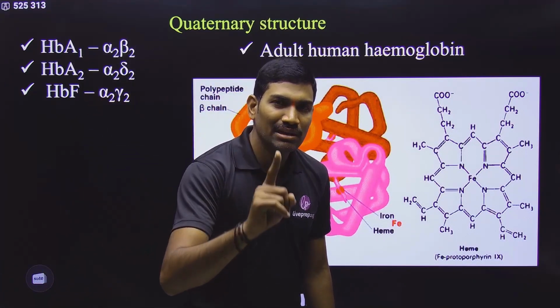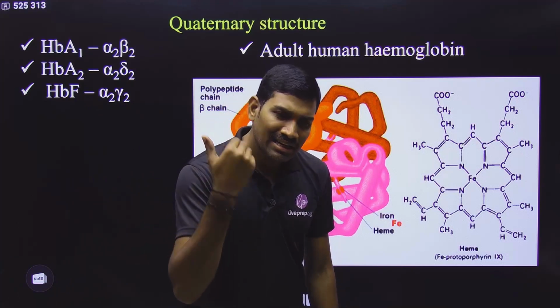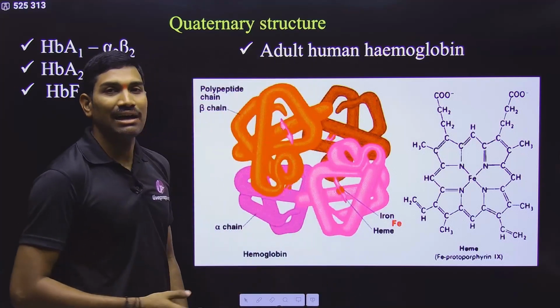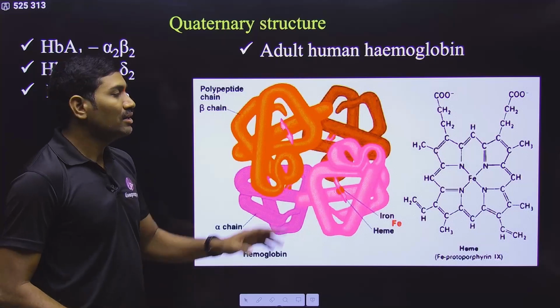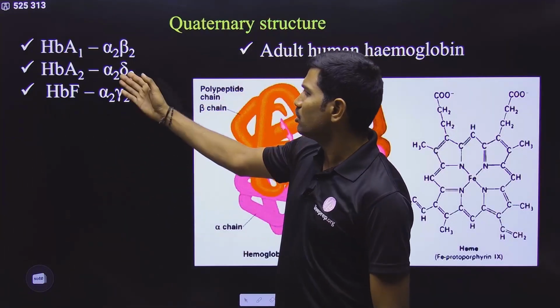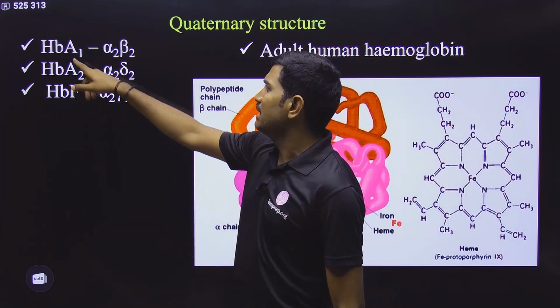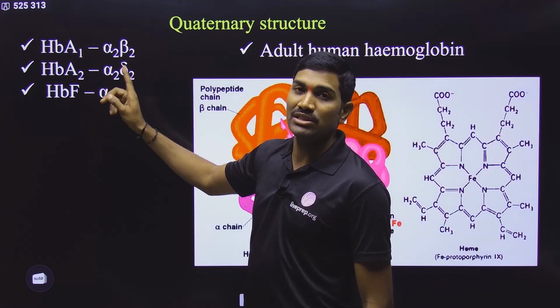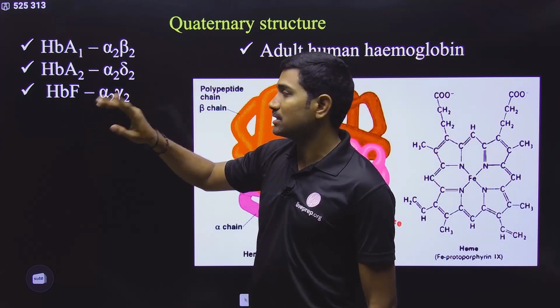Myoglobin is a single protein, so it will have tertiary structure at most. Myoglobin cannot have quaternary structure, but hemoglobin has quaternary structure. Understood or not? In this way also questions can be asked. Observe carefully. Anyhow, this is not related to this chapter. Observe carefully. So, hemoglobin adult type, hemoglobin fetal type. This information is important. We will discuss it in other chapters.